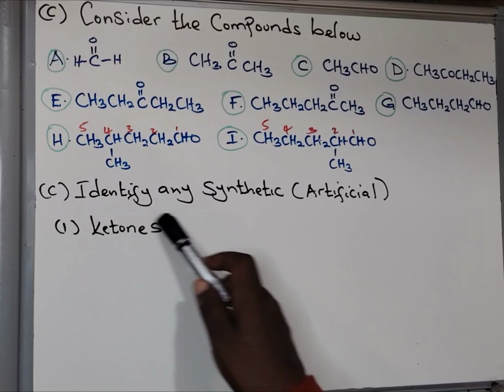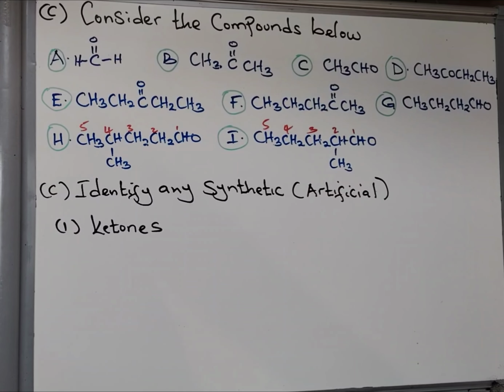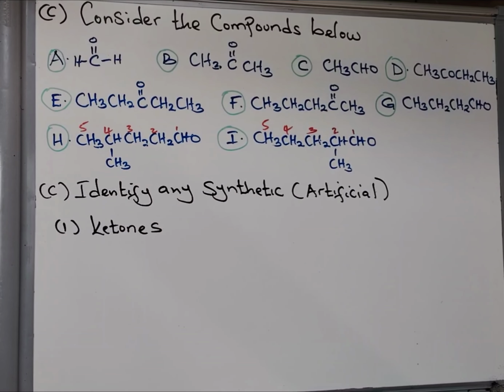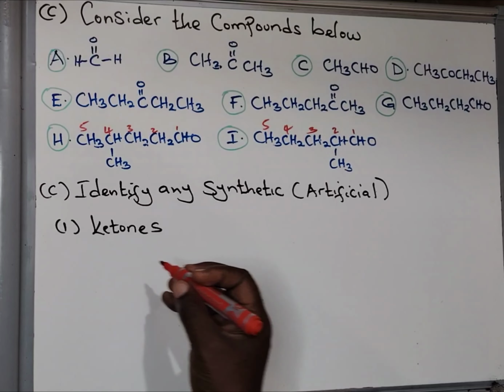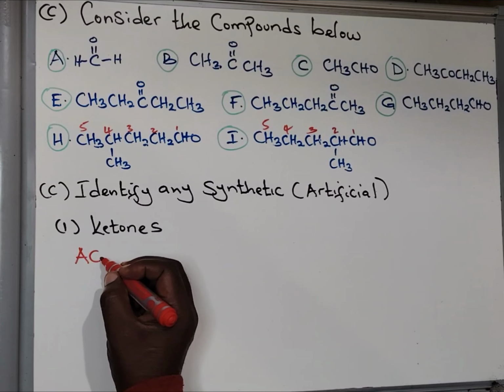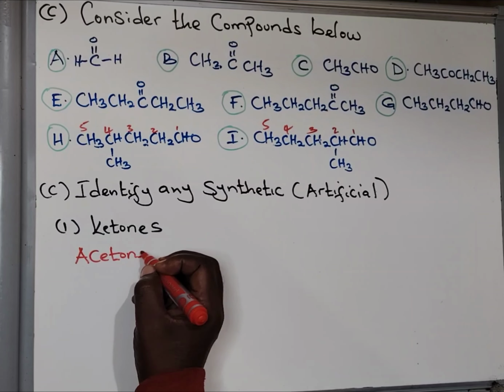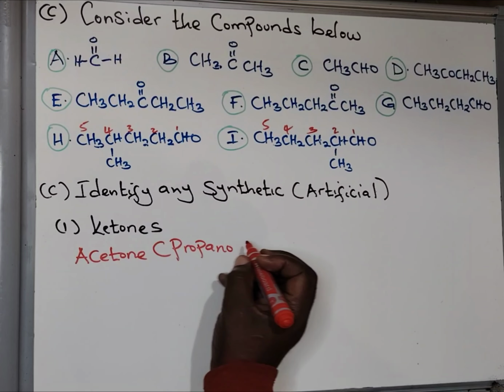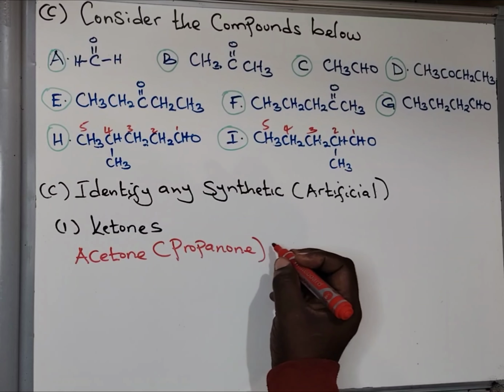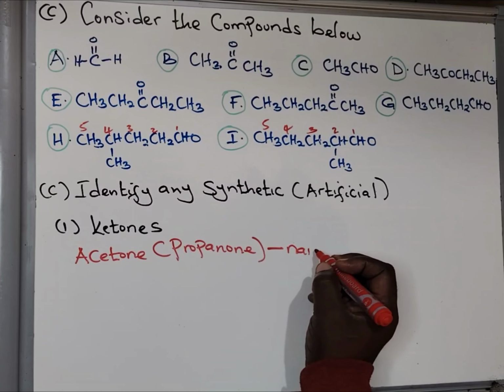Okay, then comes this question. It says, identify any synthetic or artificial ketone. Okay. The most common one is what we call acetone. Acetone is the same as propanone. You will commonly find it in nail polish remover.